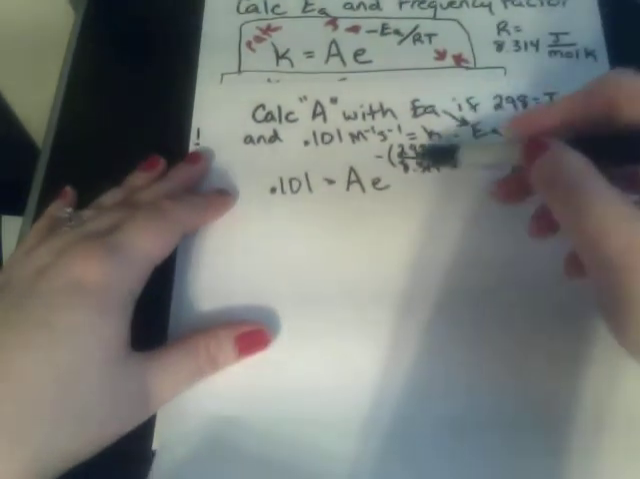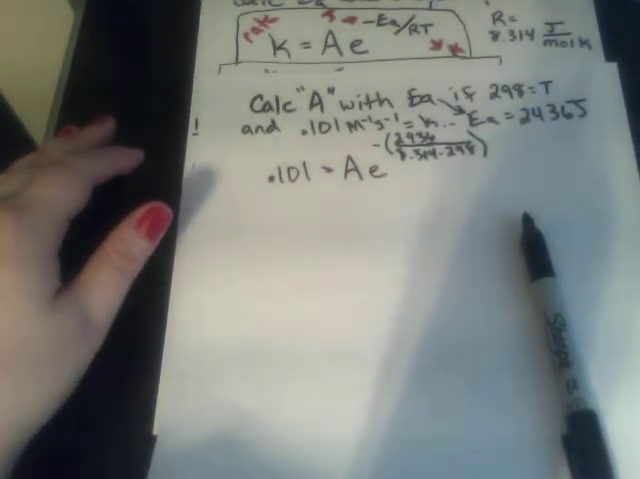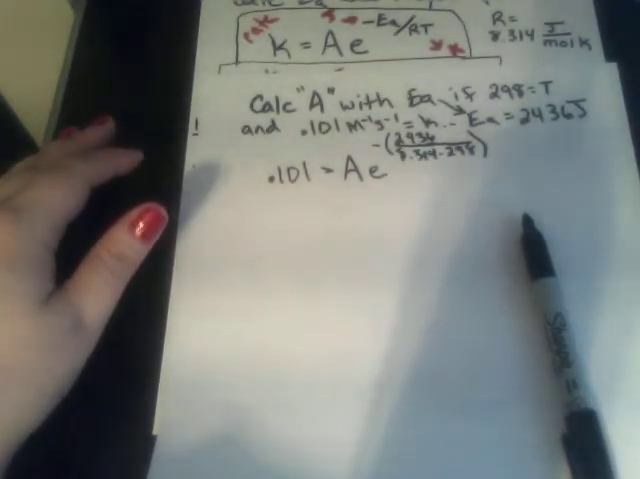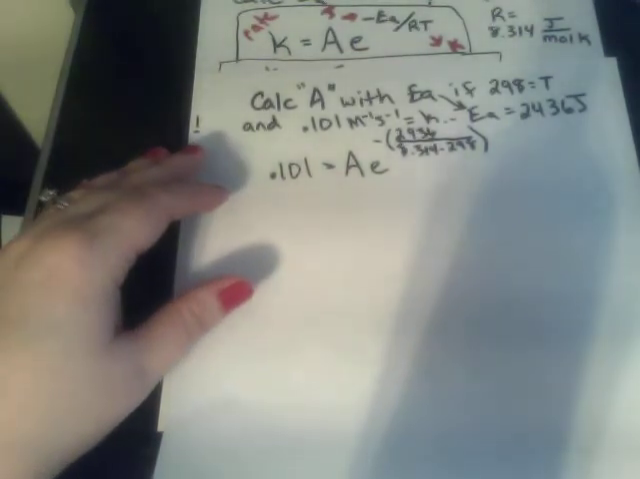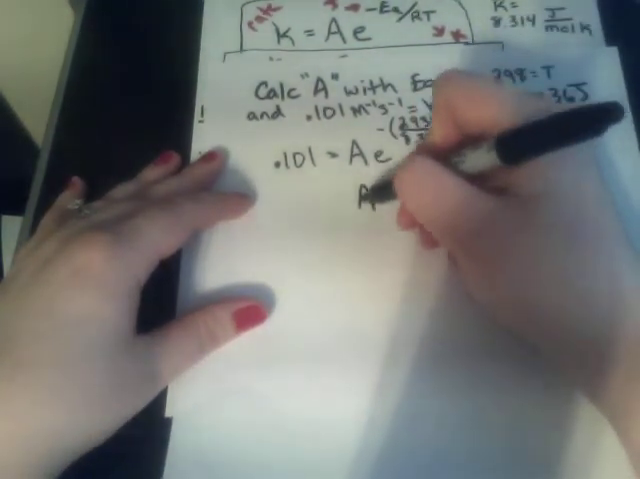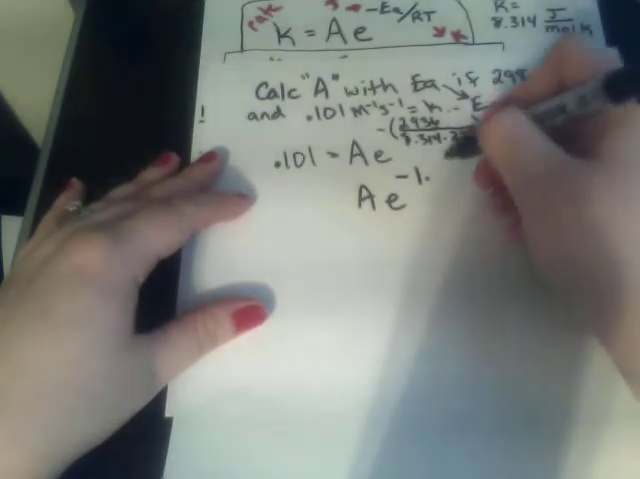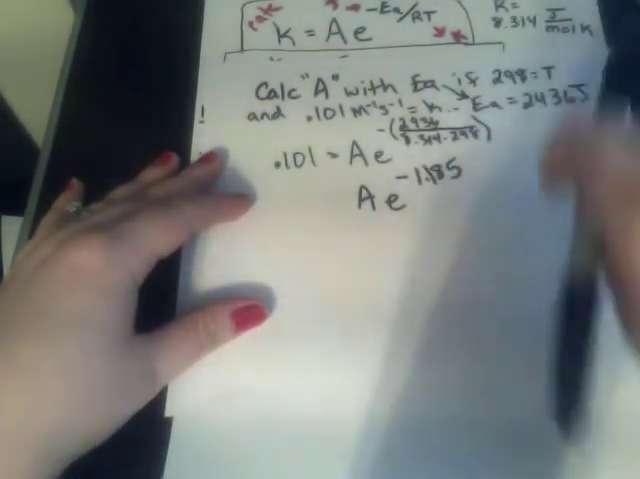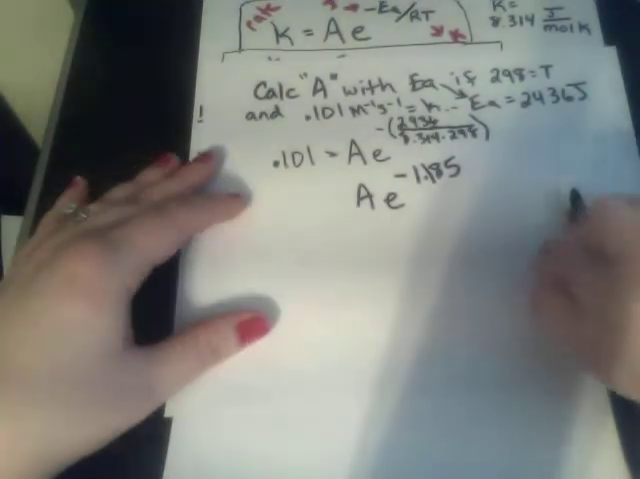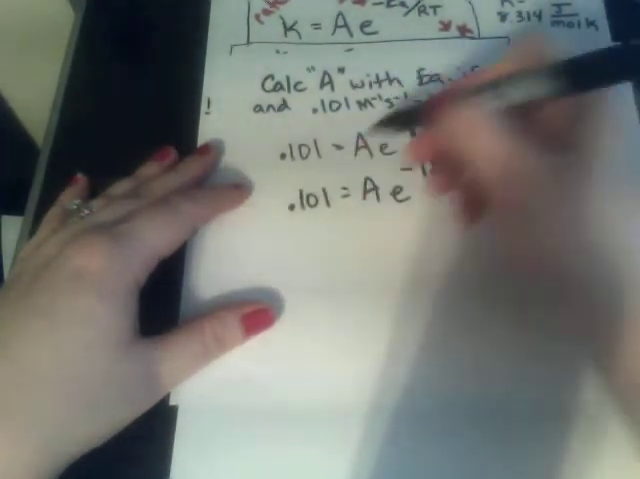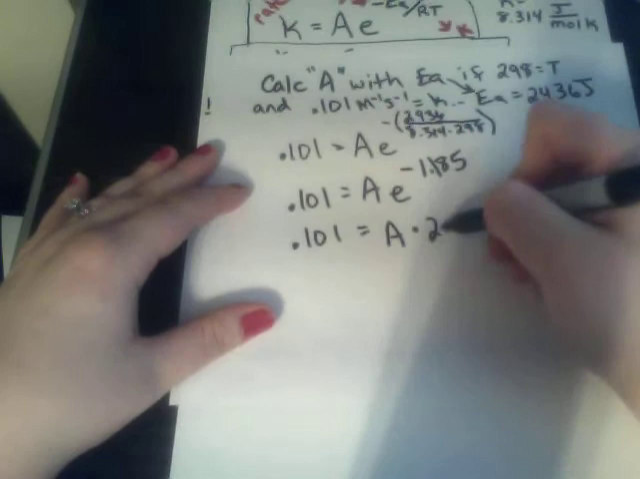Okay, so we probably should clean this mess up real quick. So 2436 divided by 8.314, and then we're going to divide that again by 298. We get A times E to the power of negative 1.185. I'm going to sneak that one in there. And going to get that number, and I got 0.101 equals A times 2.718.